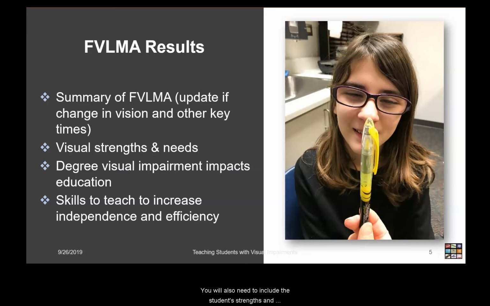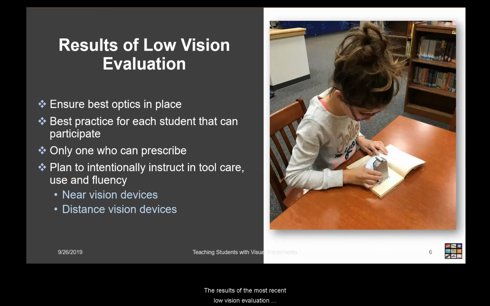You will also need to include the student's strengths and needs and how their visual impairment is currently impacting their education. The results of the most recent low vision evaluation should be included in the present level, along with information on any optics that were prescribed. During the low vision evaluation, the student may be prescribed magnifiers for near viewing, a monocular or binoculars for distance viewing, or specialty glasses. It is important to not just provide the student with these devices, but also adequate time to instruct the student in the proper care and use of the devices to ensure the student can use the devices independently and readily and select the right tool for the task.